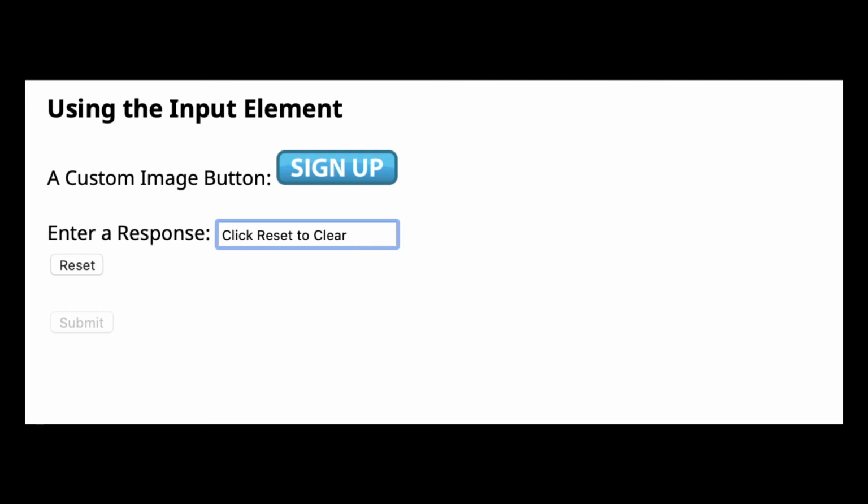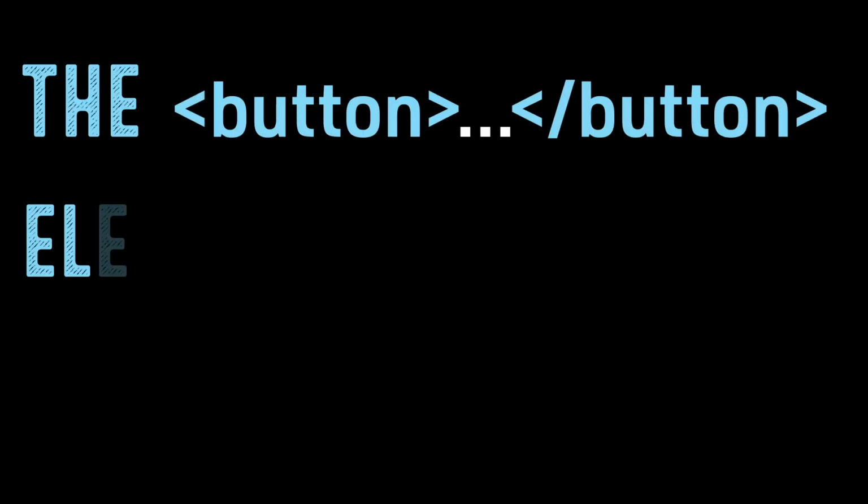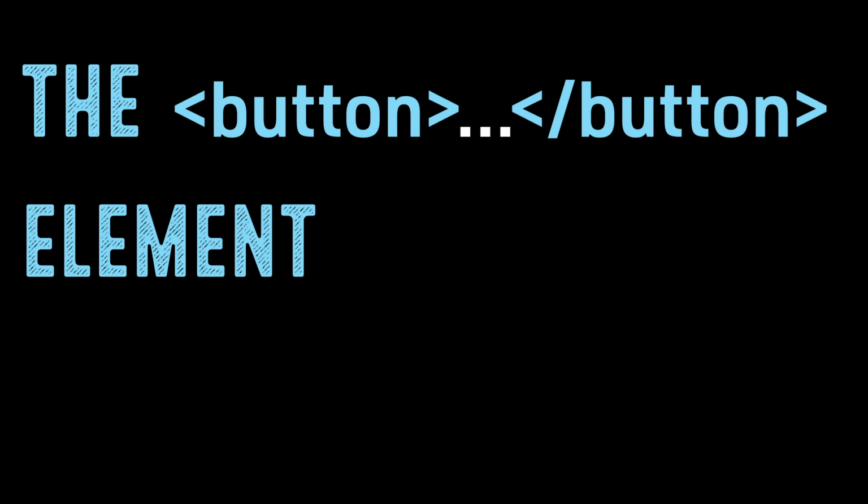We are also showing you the use of the disabled attribute, which will turn off a button. An embedded style displays our image button at a particular size. What is another way to create a button? The button element, which has an opening tag and a closing tag.